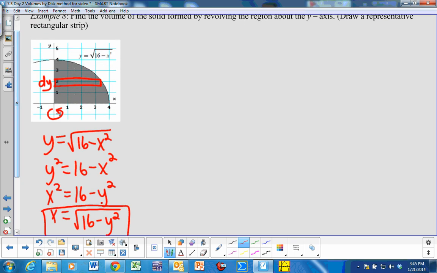So I've now got my function solved in terms of y, and so now I can set up my integral. So my volume is basically, just think of the formula, it's pi r squared. So I have pi, and I integrate from somewhere to somewhere. Well, remember, my rectangle is dy, so that means I use y values. So this region goes from 0 to 4, and then I just need the radius squared.